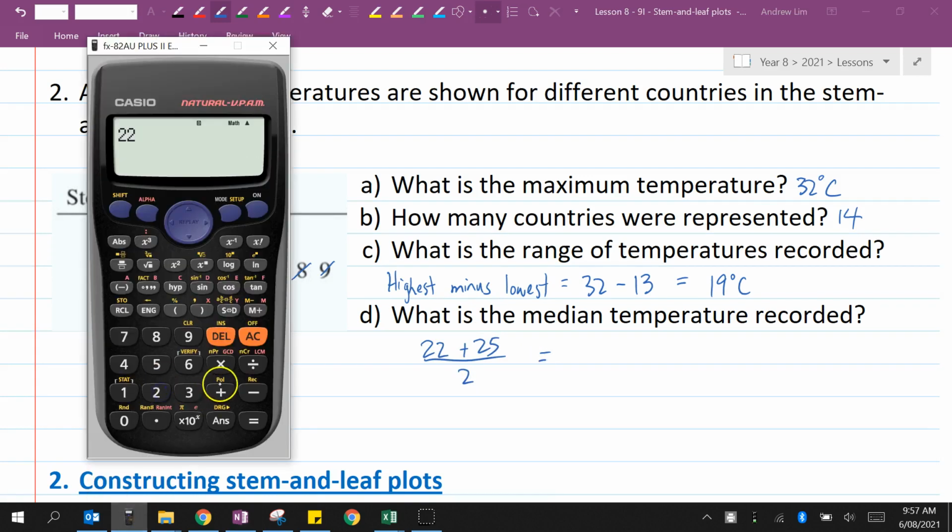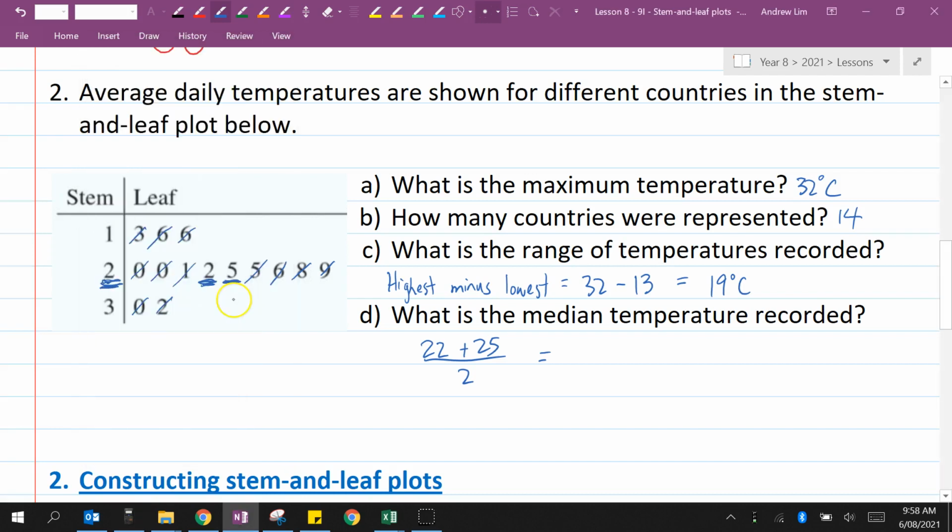So 22, actually let's go like this. 22 plus 25 divided by 2 is 23.5. So I press my S to D button to get it into a decimal. 23.5. And that's the median.